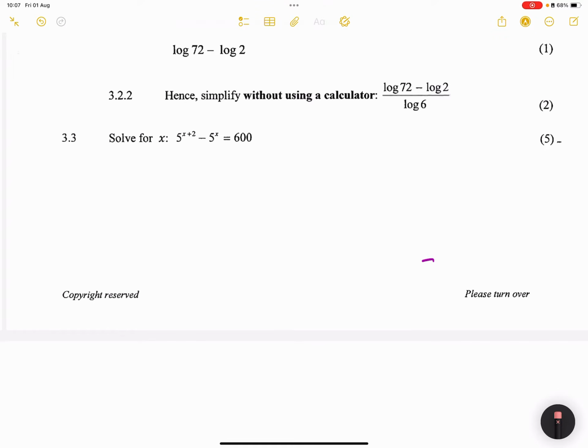So we're looking at question 3.3 from our technical maths exam from 2024 in May and June.